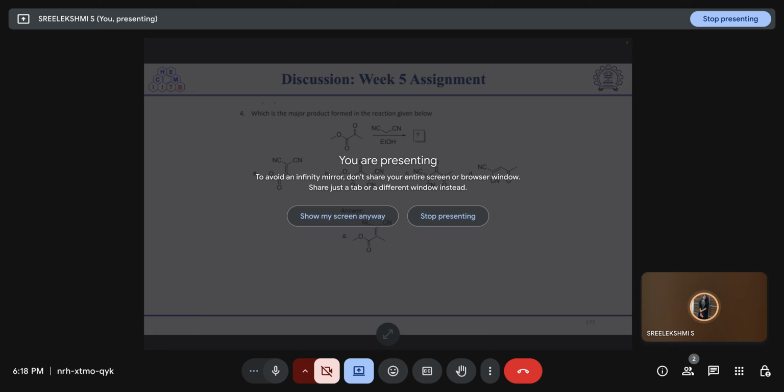So here the correct answer is option A, and this mechanism we have already discussed. This proton abstraction will take place from here and it will attack over this center, and then elimination, dehydration will take place to form this compound A. Now the next question, identify the major product formed in the following reaction. So this compound, upon treatment with SnCl4 in DCM, which will be the major product here.